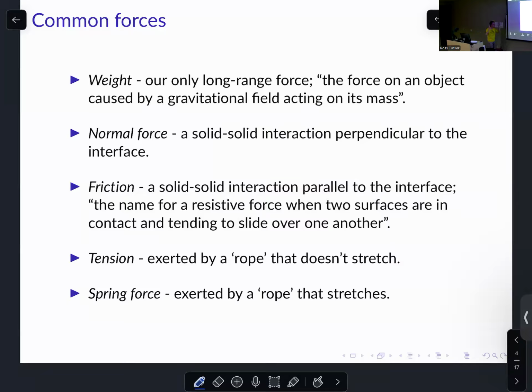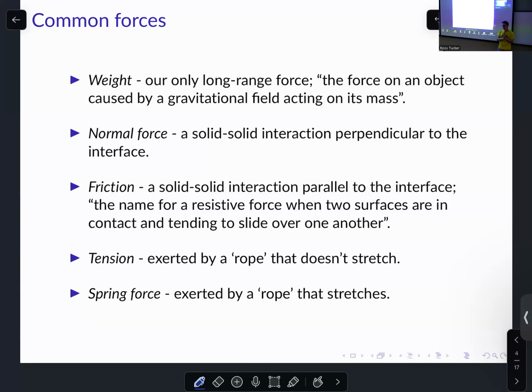I call it a resistive force. When two surfaces are in contact, they don't have to slide over each other, but they have to be trying to slide over each other. We'll talk much more about friction later. We did a lab last week with a lot of friction in it. We'll talk more about that.